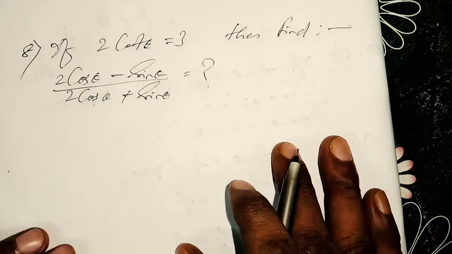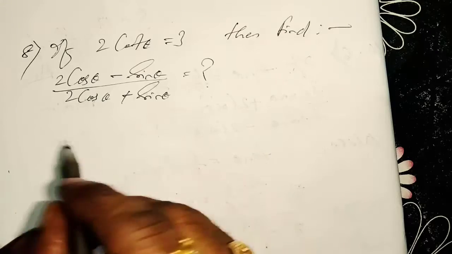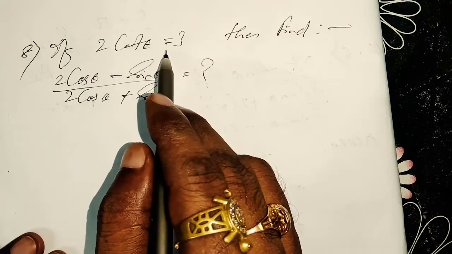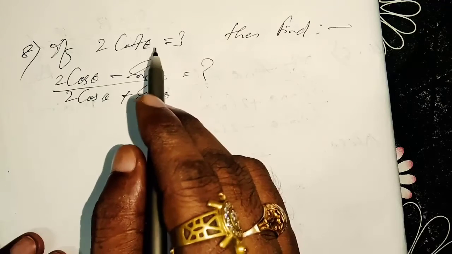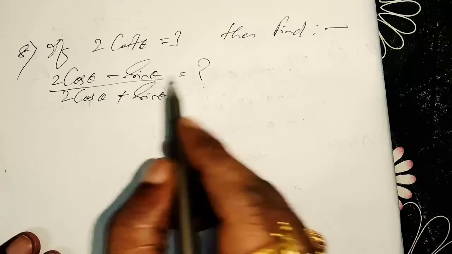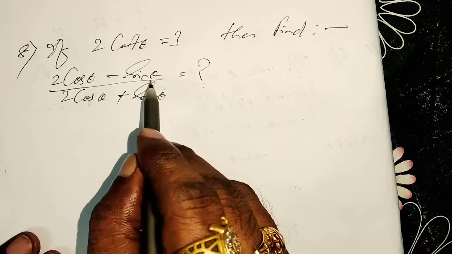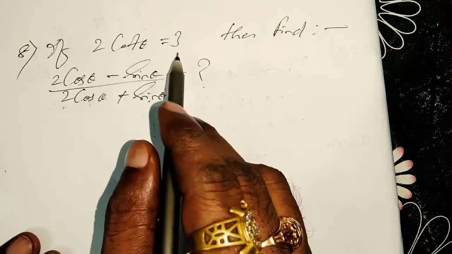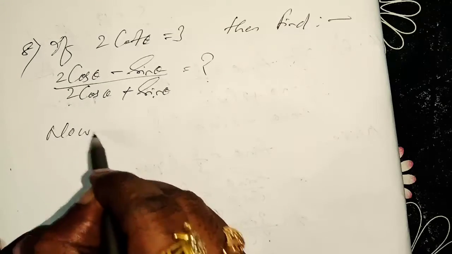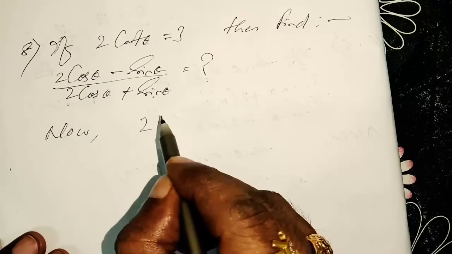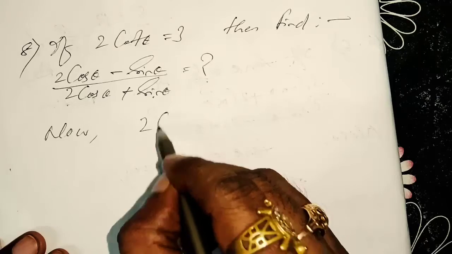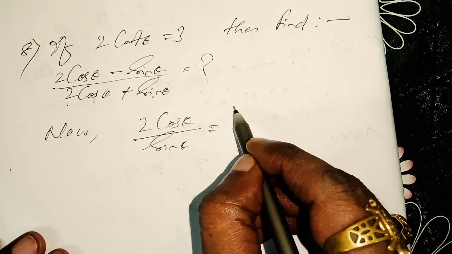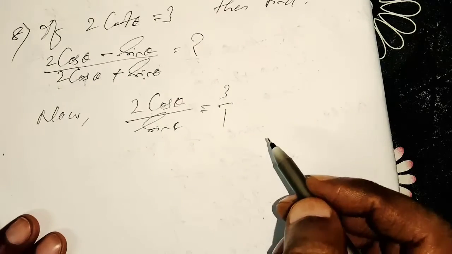The next question I am taking from a competitive exam book. 2 cot theta is equal to 3 given. First of all, you have to study the question for a second and find the value of 2 cos theta minus sin theta by 2 cos theta plus sin theta. What is given? 2 cot theta equal to 3. Now, you know the formula for cot theta, that is cos theta by sin theta. So 2 cos theta by sin theta is equal to 3, and 3 means 3 by 1 you can write here.